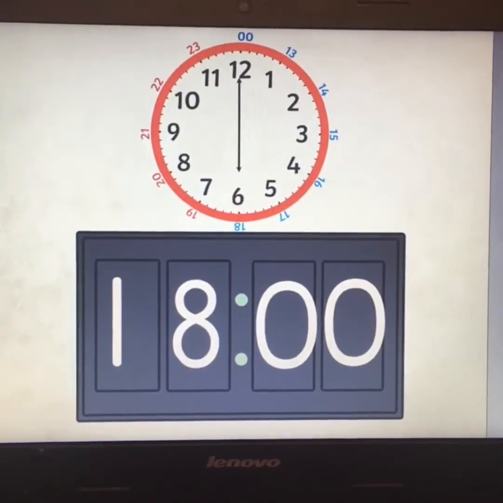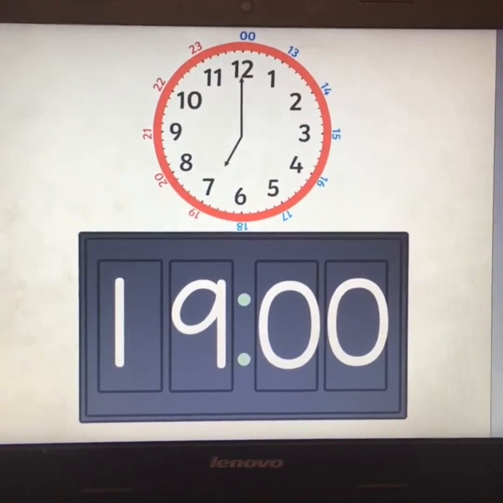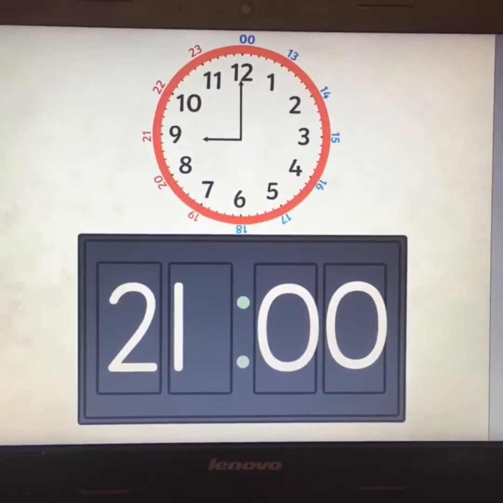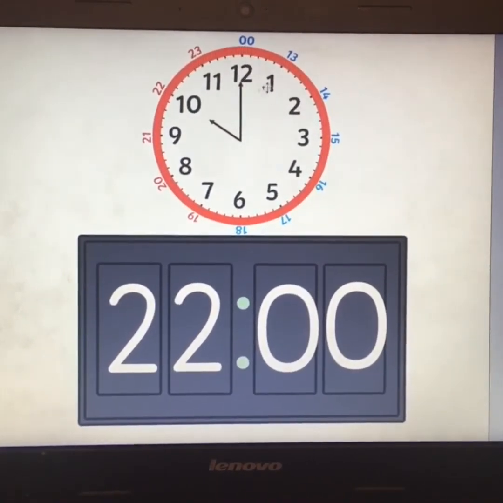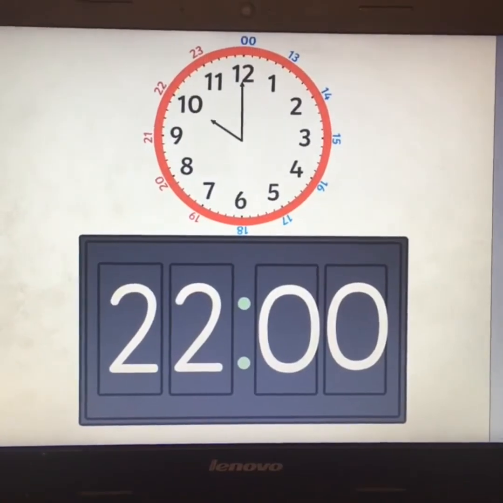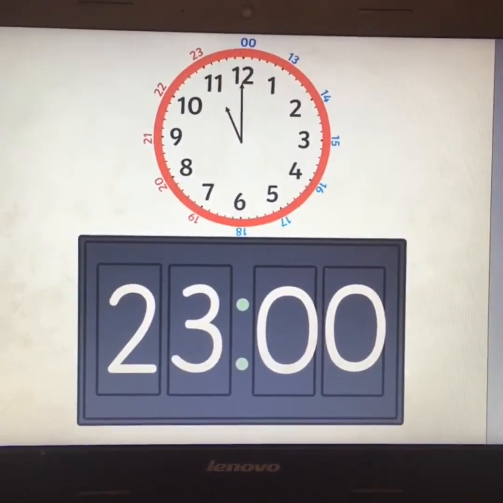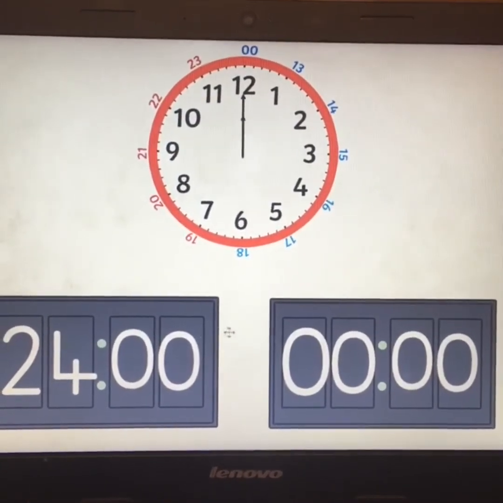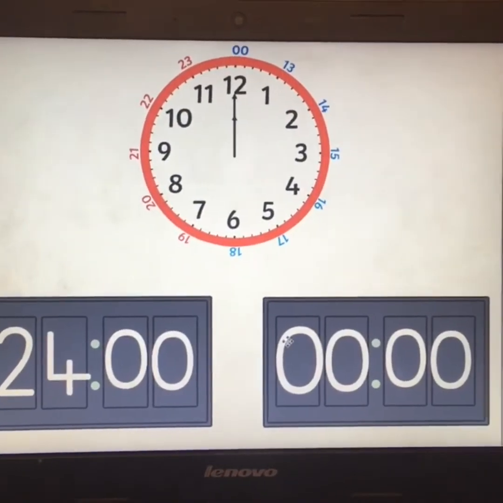So what would 7 o'clock be? 19. 8 o'clock, what would 8 add 12 be? 20. 9 o'clock? 21. 10 o'clock then would be 22, because you've had 12 hours to get to midday, add another 10, 22. 11 o'clock is then 23, and then we're back to 12 o'clock or midnight. Now, this is where you might see it different depending on whichever kind of digital clock you've got, or it might even say one and then change to the other.